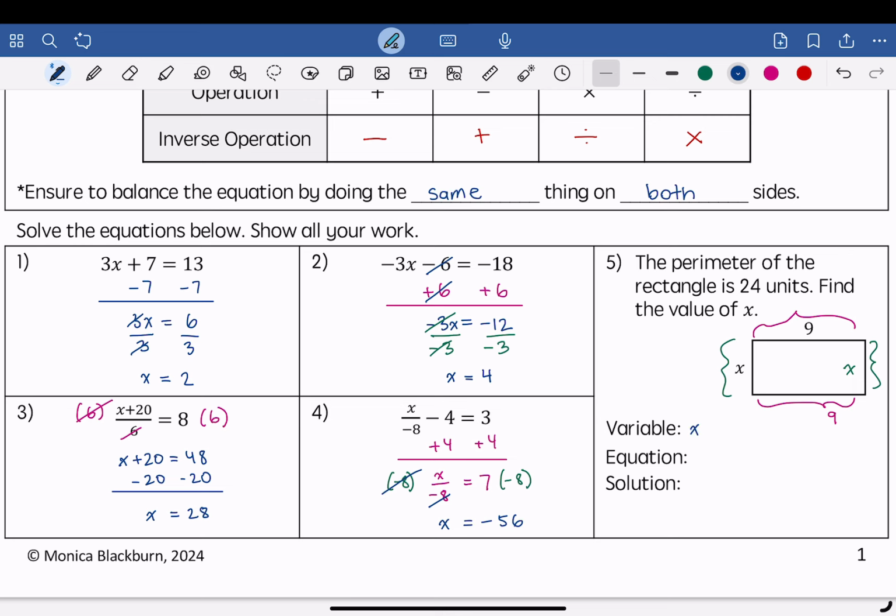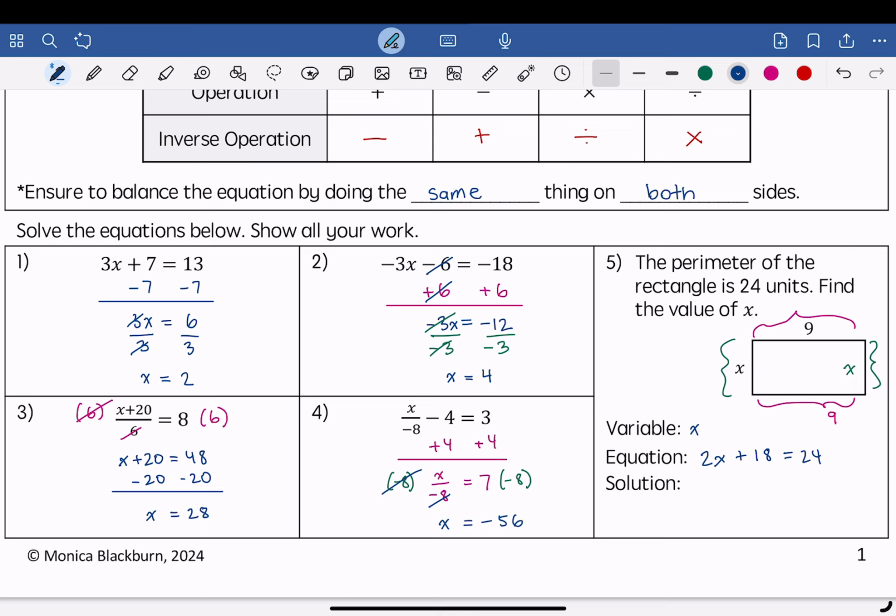For the equation, the perimeter means the total length of all the sides of the rectangle. So if I add 9 plus x plus 9 plus x, it will give me 24 units. 2x, because it's x plus x. So that's 2x plus 9 plus 9 is 18. And all of that should equal 24 units.